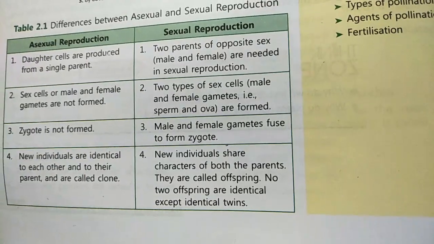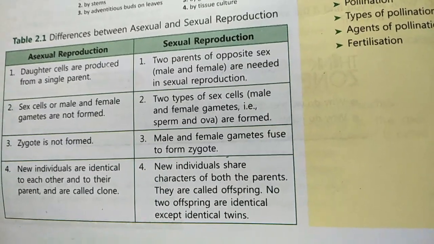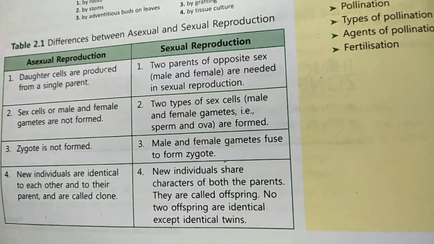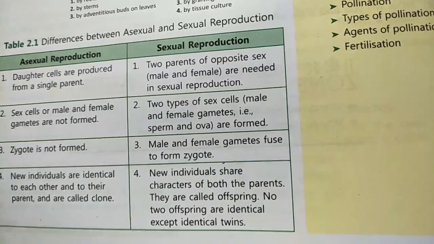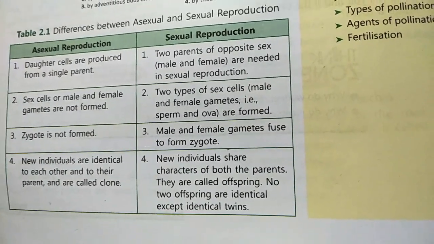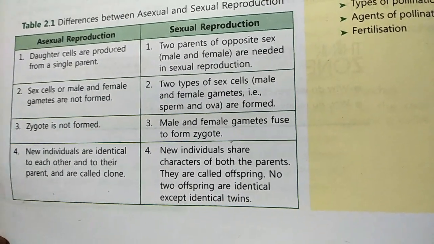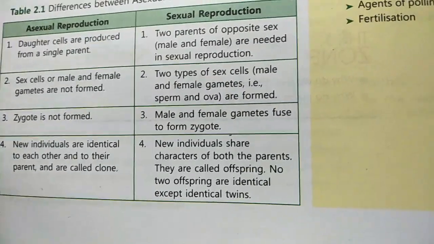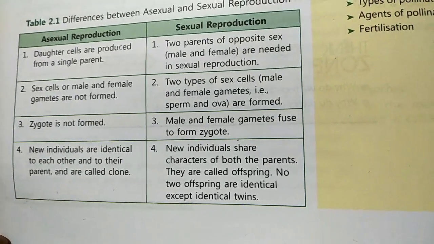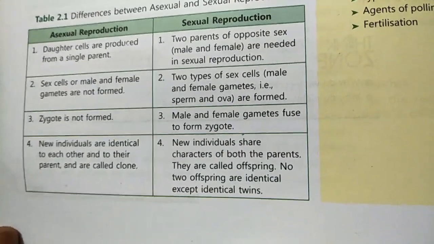However, in sexual reproduction, new individuals will share characteristics of both the parents, both male and female. The characteristics of the parents will be shown in the offspring. So no two offsprings will be identical except in identical twins. Okay, so we already have seen identical twins as well. So there are twins who are non-identical and there are twins who are identical, but since that comes under animal reproduction, we will not talk at length about the same.